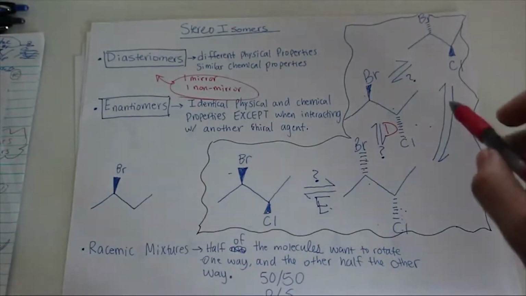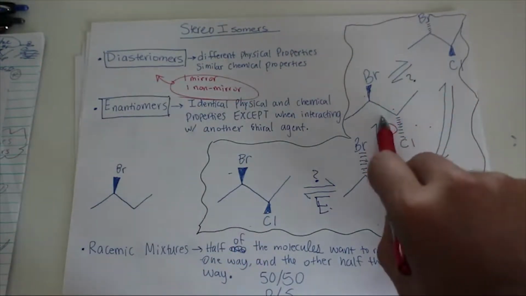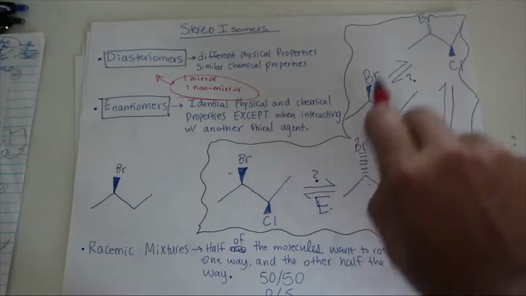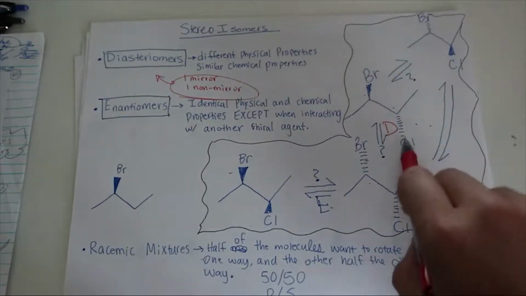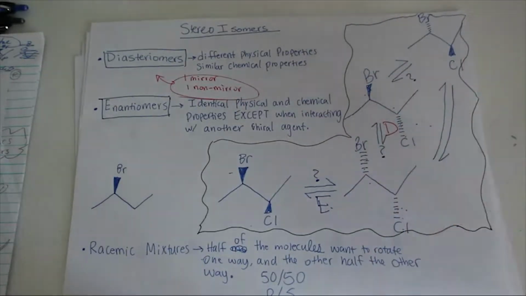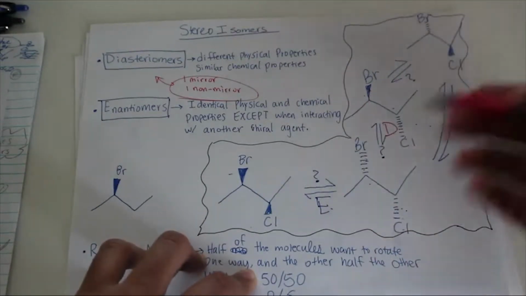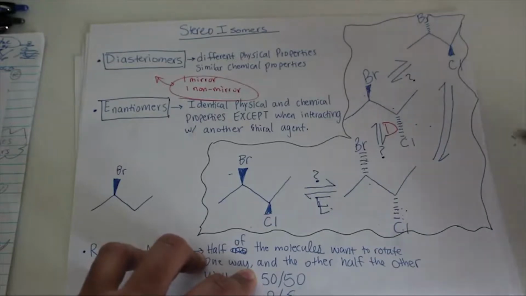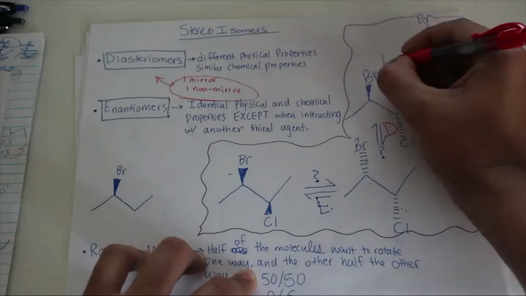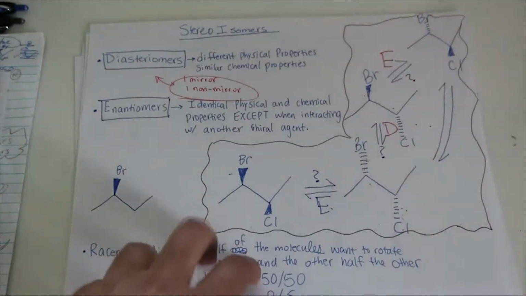Okay, and we have one more over here. We have the wedged bromine going to a dash, and a dashed chlorine going to a wedge. So both of these are exactly the opposite of each other. Nothing stayed the same. Nothing retained its orientation. So since they both changed, we know this is going to be an enantiomer.